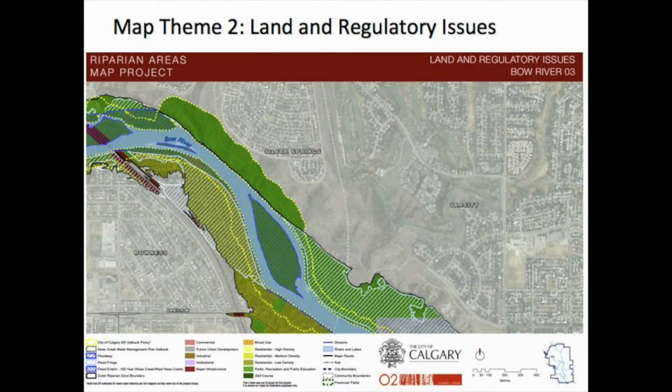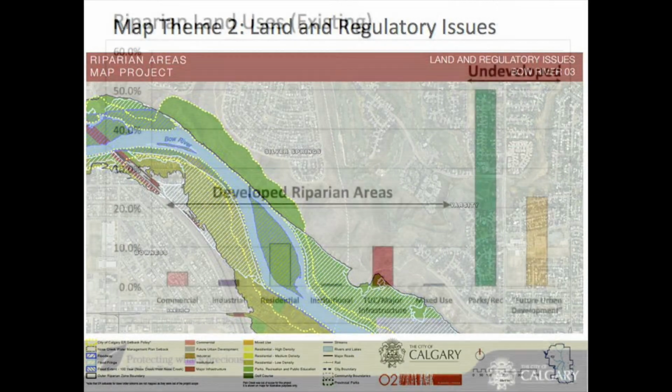So the second theme of these 57 maps citywide was land and regulatory issues. On there we show the floodway and flood fringe in the land use bylaw, so that's the cross-hatching. And then we looked at major land use types like major infrastructure in red, residential communities in yellow, and so forth, and open space usually in green. The yellow dotted line is that ER setback policy, which has been mapped.